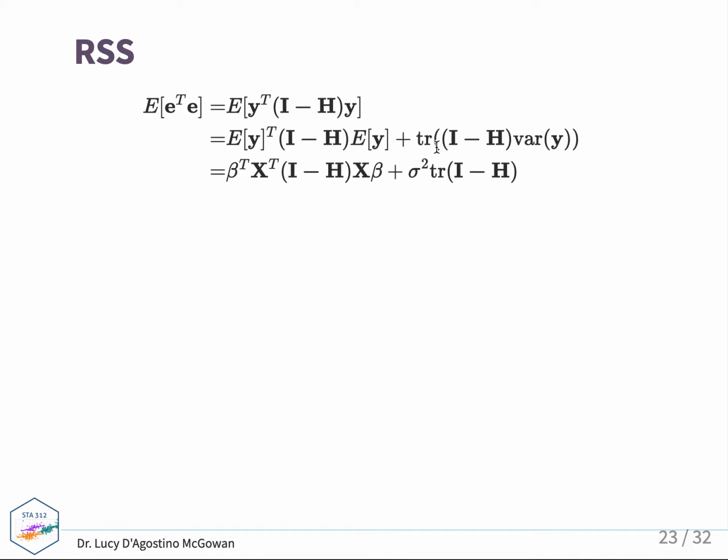And now this next part: we're taking the trace of I minus H times the variance of Y. And we know that the variance of Y is sigma squared. We can actually pull that out because, if you remember from the trace rules, if you have a constant, a scalar, you can pull that out of a trace.